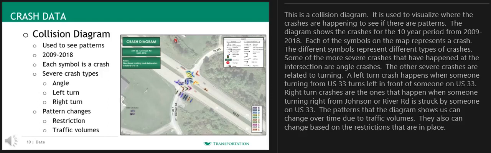Each of the symbols on the map represents a crash. The different symbols represent different types of crashes. Some of the more severe crashes that have happened at the intersection are angle crashes. The other severe crashes are related to turning. A left turning crash happens when someone turning from US 33 turns left in front of someone on US 33. Right turn crashes are the ones that happen when someone turning right from Johnson Road or River Road is struck by someone on US 33.